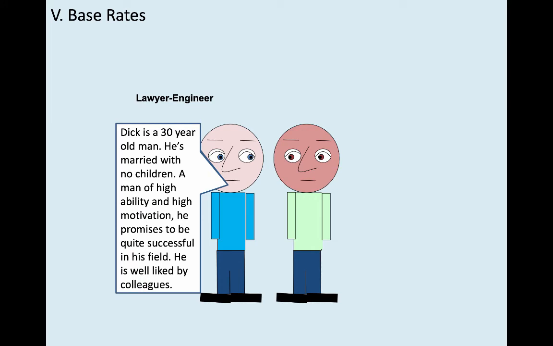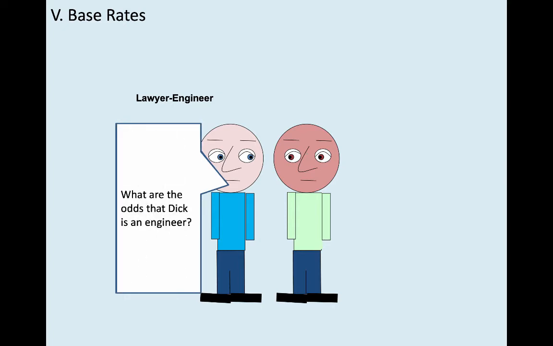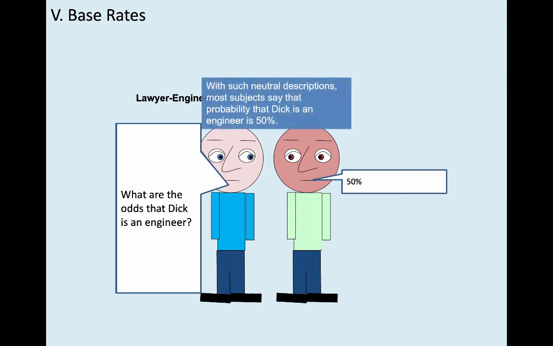Dick is a 30-year-old man. He's married with no children, a man of high ability and high motivation. He promises to be quite successful in his field. He is well liked by colleagues. So that's the description. He's 30, married with no children, high ability, high motivation, promises to be successful in his field, and he's well liked by colleagues. And then you ask, what are the odds that Dick is an engineer? And this person would reasonably say 50%. Why? Because that description doesn't really fit with lawyer versus engineer in any particular way. And with such neutral descriptions, most subjects just say that the probability that Dick is an engineer is 50%, and that's perfectly reasonable.